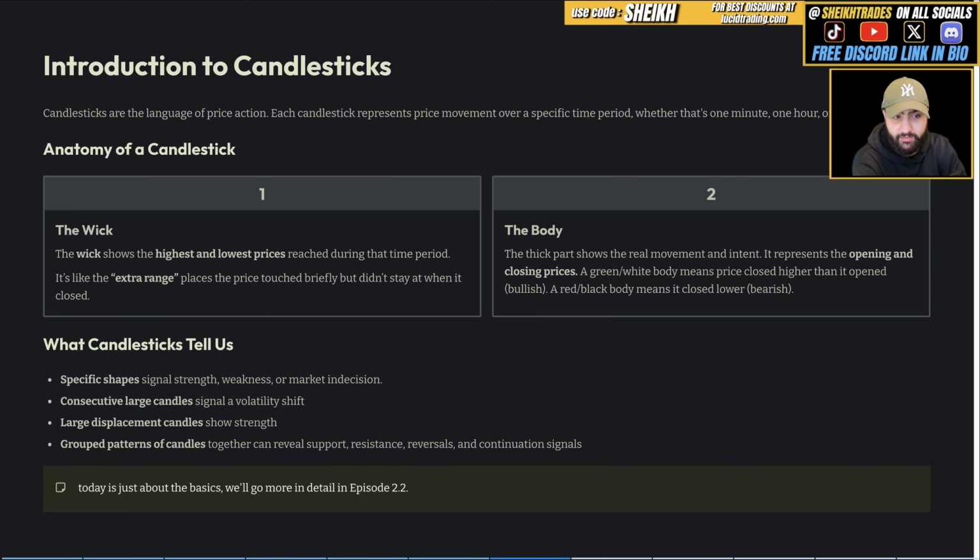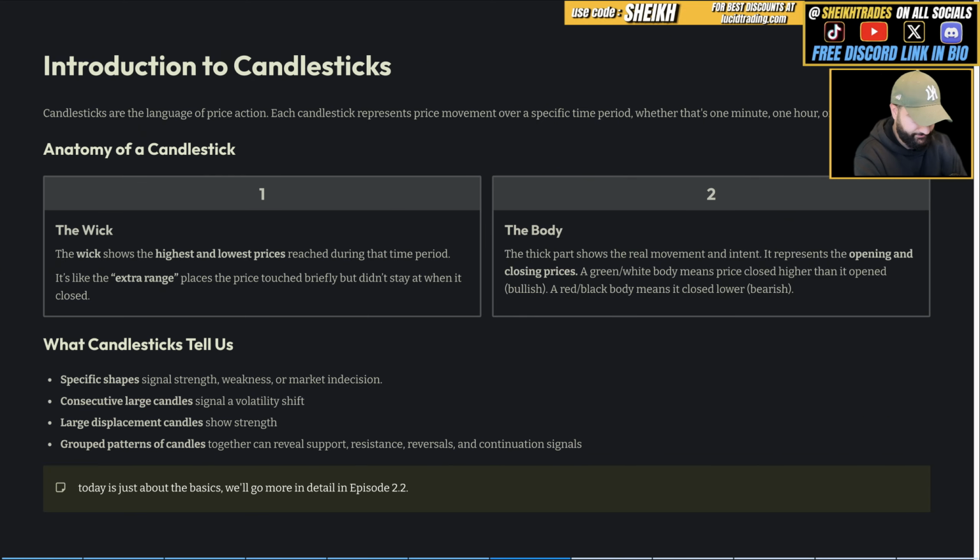Anatomy of a candlestick. The wick shows the highest and lowest price reached during that time period. It's like the extra range, places the price touched briefly but didn't stay at when it closed. So when a candle opens up here, we'll get into that in a bit in the chart, it opens up here and drives all the way back up, but it doesn't close there within that 1 minute time period, and it's sold back down. That little wick is where the price did go during that 1 minute, but it never closed there.